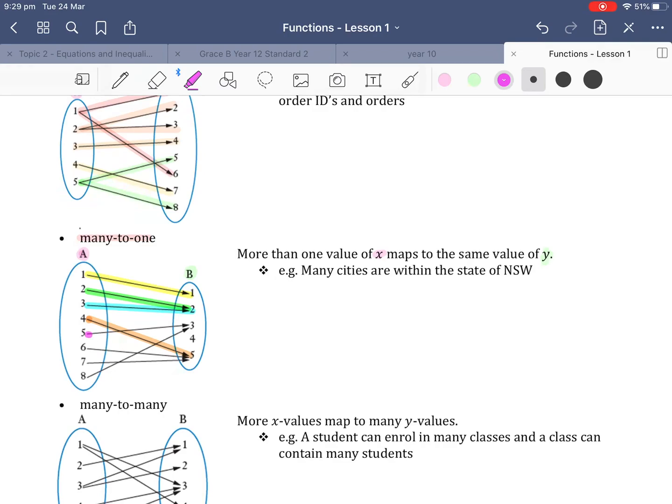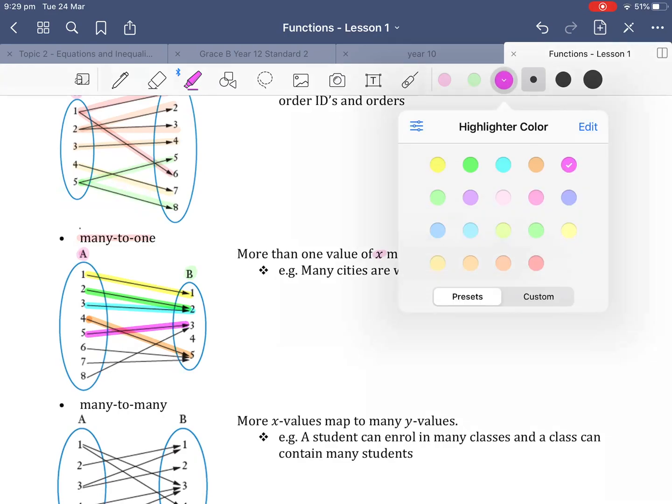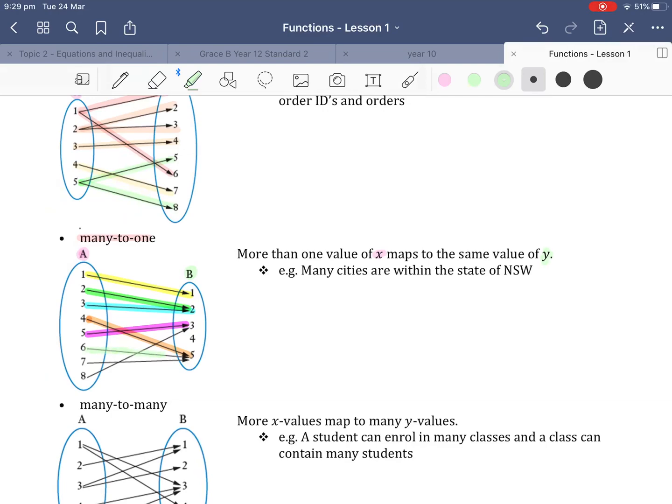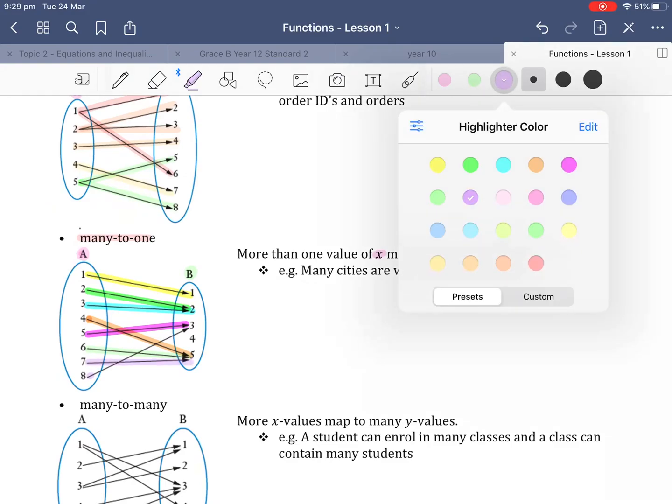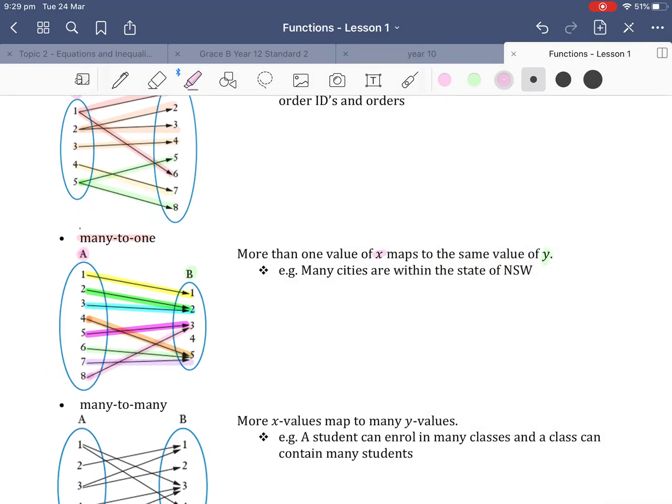We then have 4 maps to 5. We have 5 maps to 3. We have 6 maps to 5. We have 7 maps to 5 as well. And we have 8 maps to 3. So as you can see here, for values 2 and 3, they both map to 2. So more than one x value maps to the same y value. And then for 4, 6, and 7, those x values all map to the same y value.